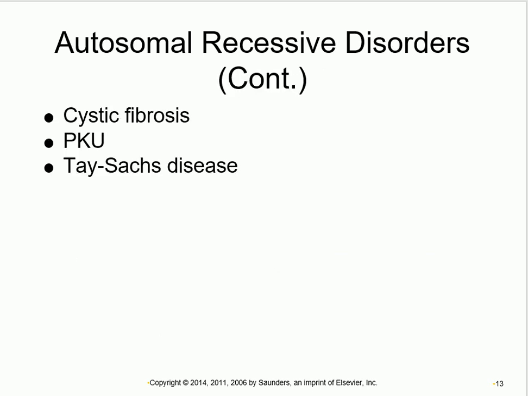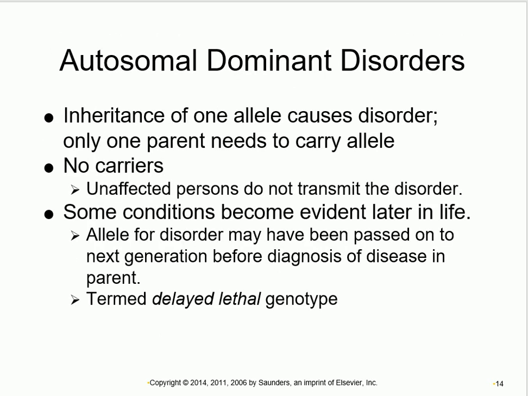These are the examples that have to be memorized. Autosomal dominant. In autosomal dominant, there is nothing called carrier. Even if you have one, you get the disease. That's why it's called dominant. Okay? So one allele is enough. There is nothing called carrier. You have the disease, or you don't have the disease. The carrier is only in the recessive one.